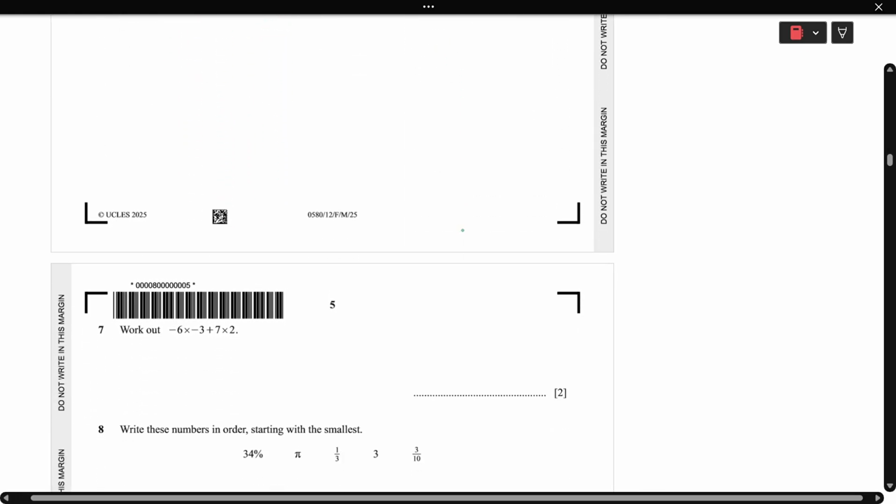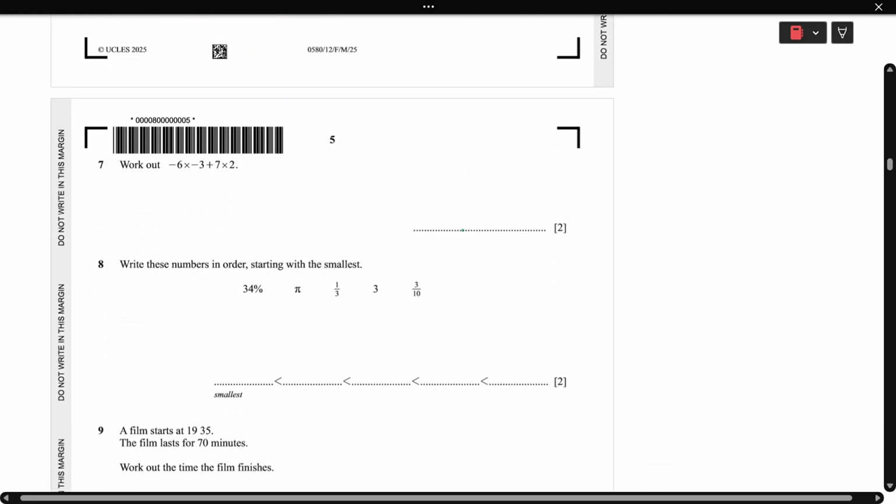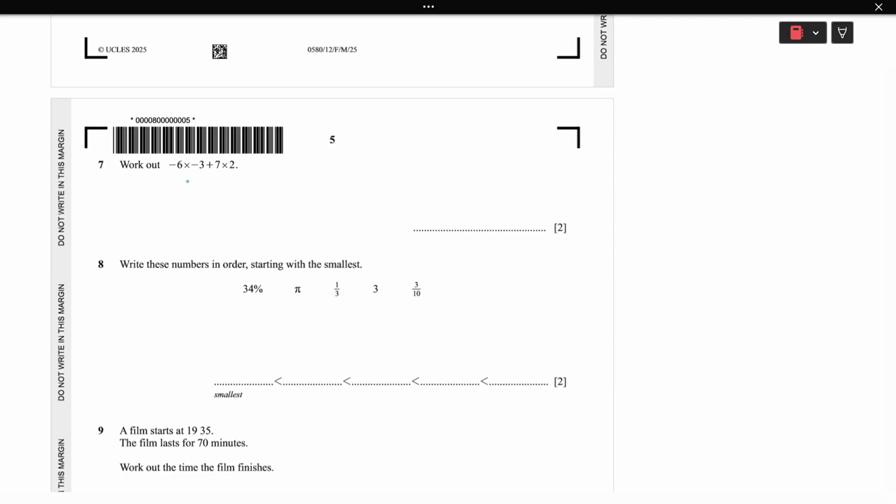Okay, so the next one, work out this value. Negative 3 times negative 6 times negative 3 plus 7 times 2. So when we multiply, negative times negative is going to be positive 18, plus when we multiply 7 times 2, we are using the BIDMAS rule. Okay, so 18 plus 14, so 20, 30, 32. 32 is the answer here.